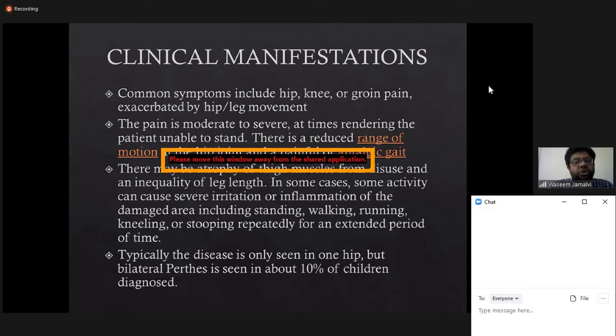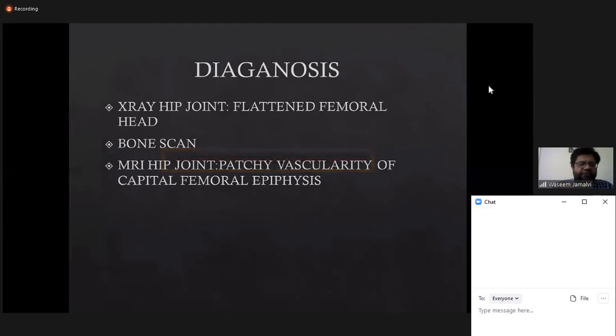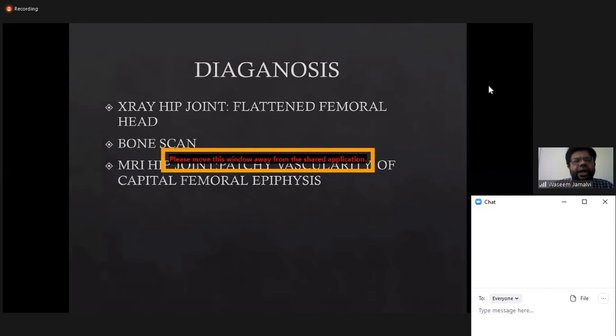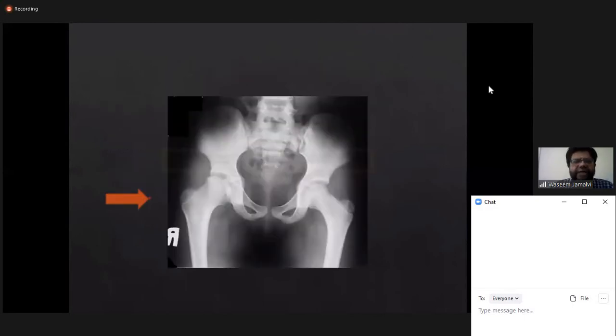Typically the disease is seen in only one hip, and bilateral disease is seen in only 10% of the children diagnosed with Legg-Calvé-Perthes disease. For the diagnosis, the one and most important test is X-ray of the hip joint. There is a flattened femoral head, and you can confirm it using a bone scan or MRI, to exclude slipped capital femoral epiphysis. But you can make the diagnosis using an X-ray of the hip joint.